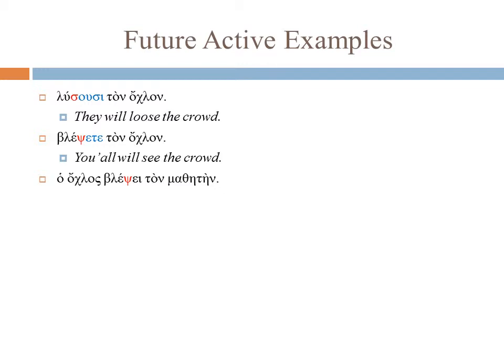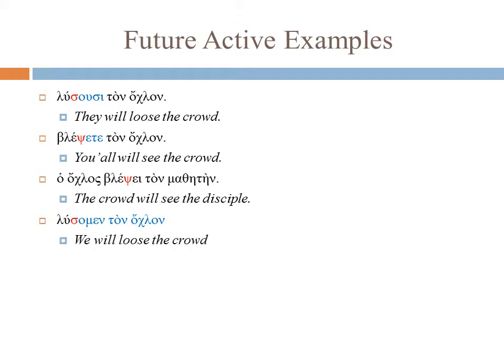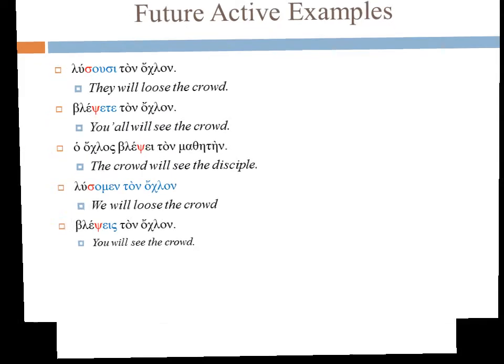Ho ochlos blepsei ton mathetan. So this is going to happen every time you have a plural. Third person singular here, so we go outside looking for a subject, and we get ho ochlos. So the crowd will see the disciple. Lusomen ton ochlon. Lusomen, standard. We will loose the crowd. Blepseis ton ochlon. That is the second person singular ending. You will see the crowd.